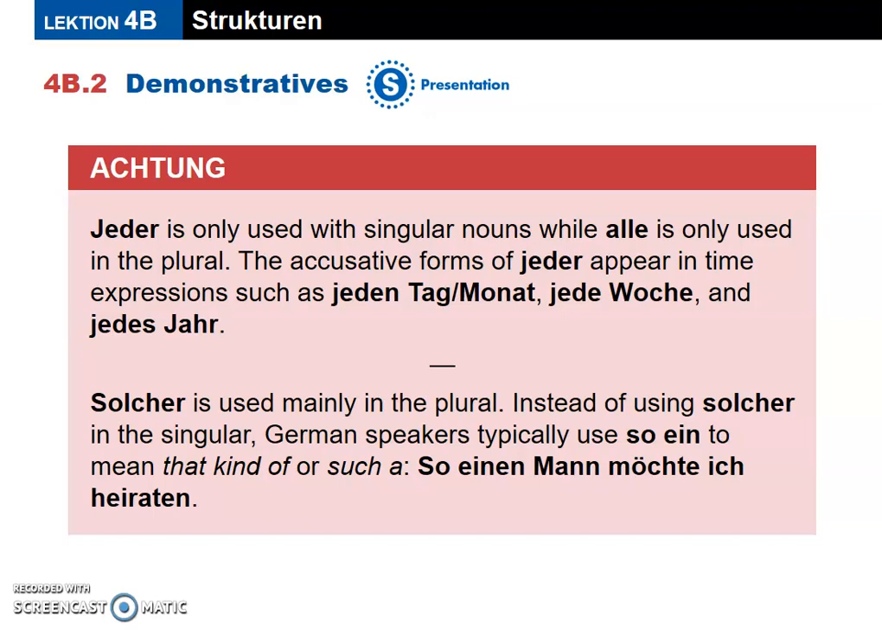Solcher is used mainly in the plural. Instead of using solcher in the singular, German speakers typically use so ein to mean that kind of or such a. So einen Mann möchte ich heiraten. That kind of man, or a man like that I would like to marry.